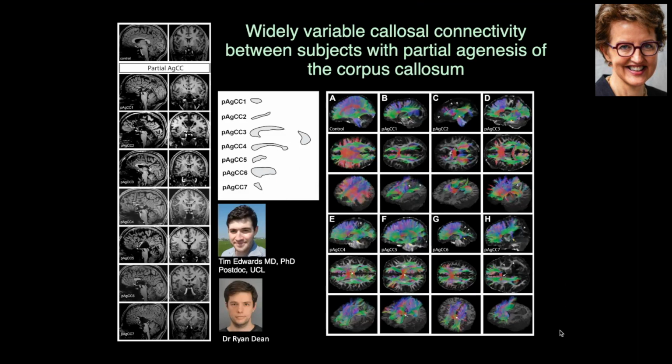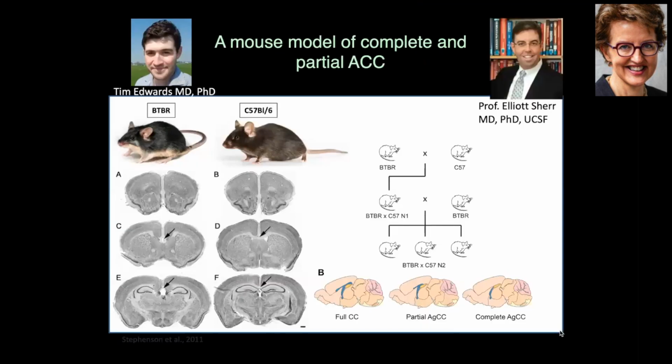And so to study this a little bit more, Tim Edwards generated a mouse mutant which had been previously used by Elliott's group, whereby you take a C57 black 6 mouse, wild-type mouse, and cross it with this mouse strain called BTBR, which is available from Jackson Labs. BTBR mice have complete agenesis of the corpus callosum, and we now know that this is due to a mutation in a gene called draxin.